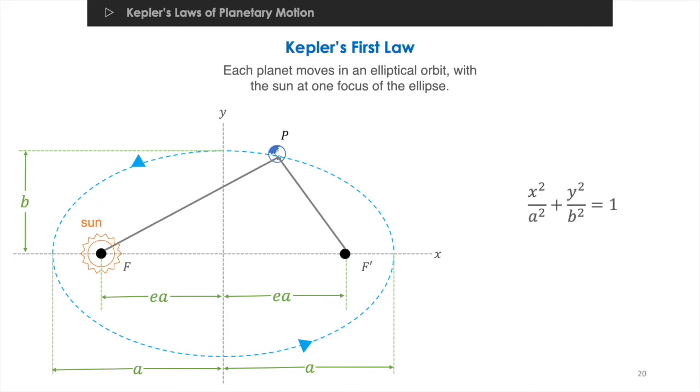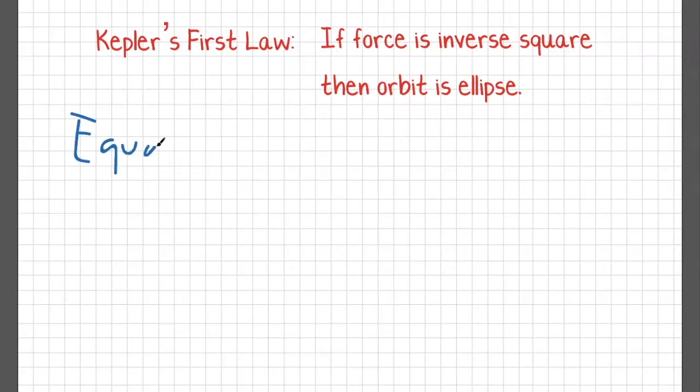The equation of an ellipse is given by x squared over a squared plus y squared over b squared equals 1. And in polar coordinates, the equation takes this form. Newton showed that if the attractive force is proportional to 1 over r squared, then the possible closed orbit is in the form of an ellipse. You may skip the following derivation of Kepler's first law from Newton's laws. I just included it in case you are curious.